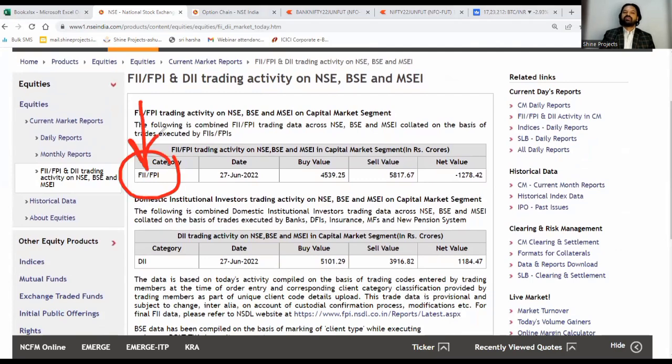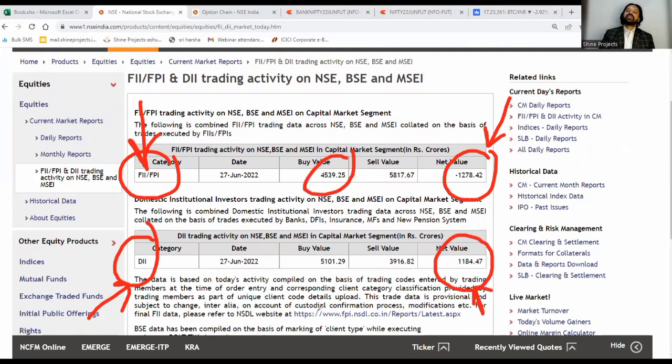So FIIs, foreign institutional investors, have always been on the sell side for the last 1 year. So there is 1,278 crores. But the best part is the domestic institutions have been very supportive, and they have supported the market, but somehow the volumes are very low, both from the DII and FII. DII typically this much is the volume, plus or minus 2,000 crore, but FII half volume.